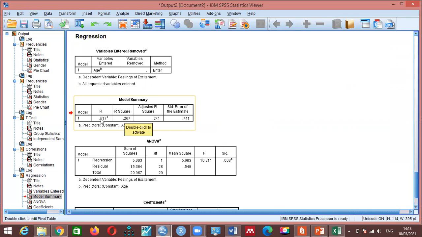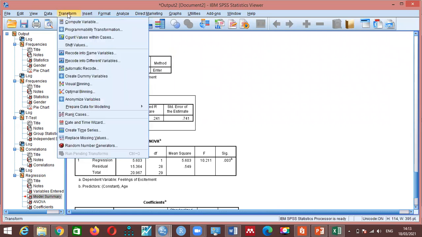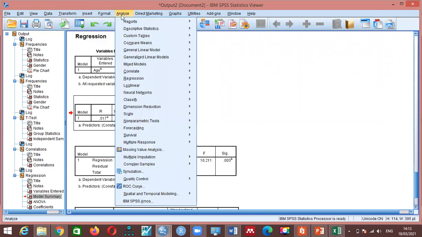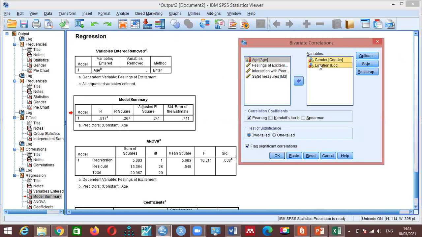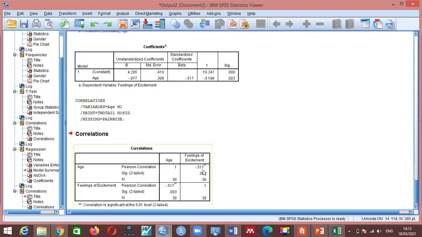So this is the correlation R. Let's try and see. Let's do a correlation with that, just to check and be sure. Analyze, correlate, bivariate, and then we say age and feelings of excitement, right? We just want to check if we are correct with age and feelings of excitement. Great. Can you see? 51.7. It's a negative sign, which tells us that there's a negative relationship, which means as people get older, their excitement drops. So that's the relationship.